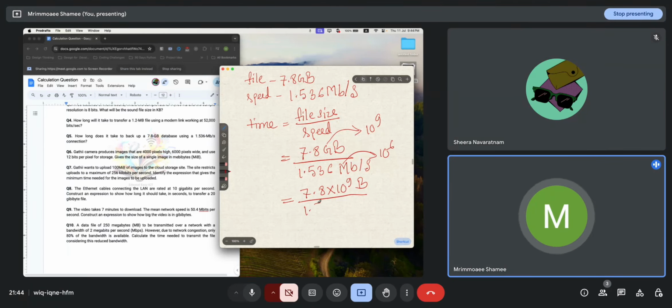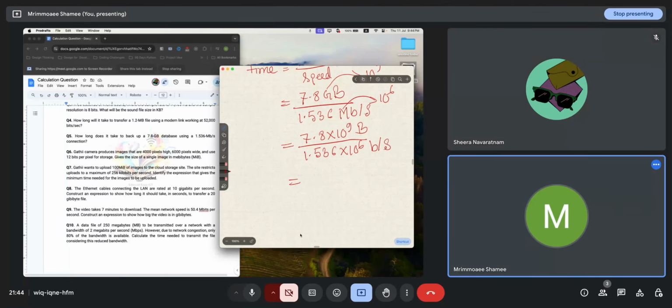So 1.536 into 10 to the power 6. So it will be in bits per second. Now because I have to calculate the time, that's why I want to shift this byte to bits. So for that I have to multiply again by 8, because 1 byte equals 8 bits. So this one will be in bits now, divided by 1.536 into 10 to the power 6 bits per second. So we will get the answer, right? So this will be the answer for our question. So the answer will be in seconds.